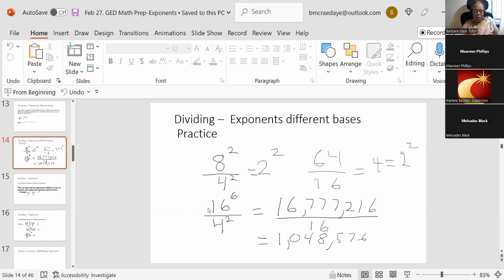So we evaluated 16 to the 6, and we got this big number, 16,777,216, and 4 to the second, 4 times 4 is 16, and then we divided, and that's how we got our answer. So evaluate each exponential expression and then divide. That's the rule. Multiplication, you do the same thing, except you do what? You multiply instead of dividing.